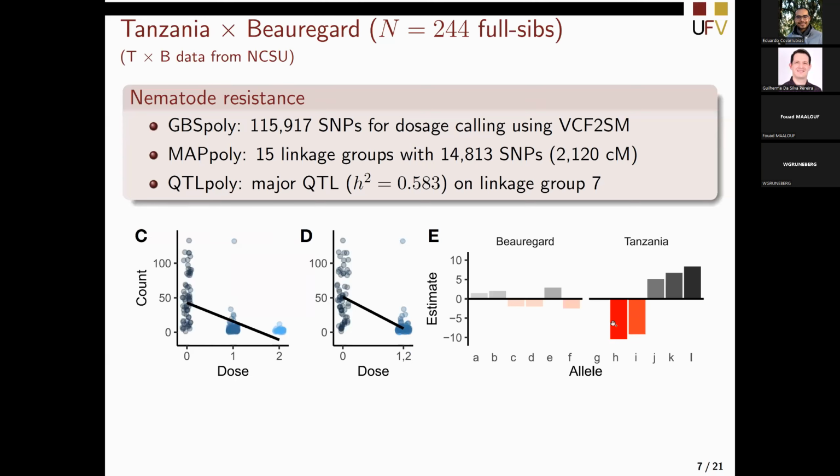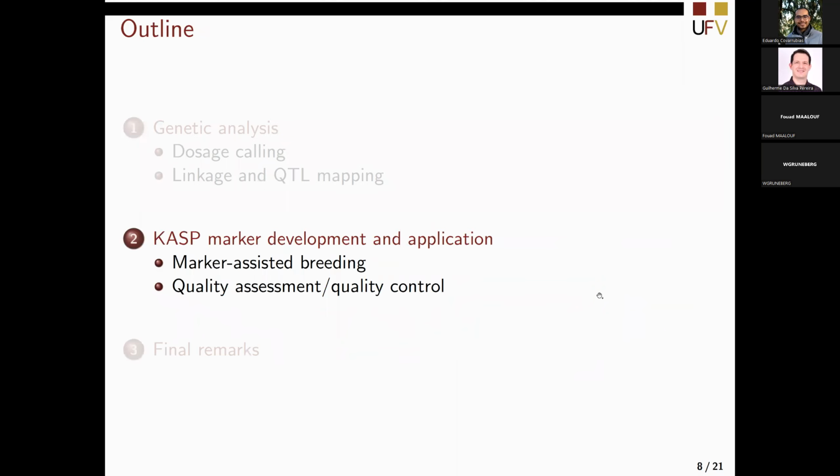So of course we were like, all right, so now we know which haplotypes where the QTLs are, right? And which haplotypes we need to target for performing marker-assisted selection. So let's try to do it, right? So that's when we started developing KASP markers.